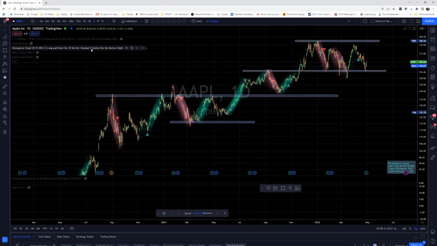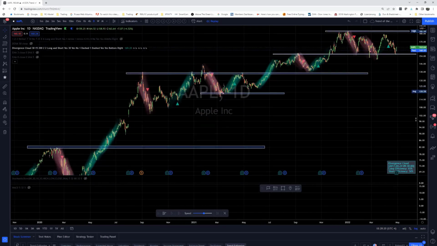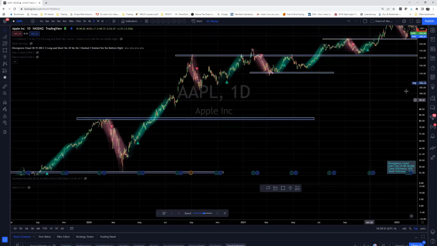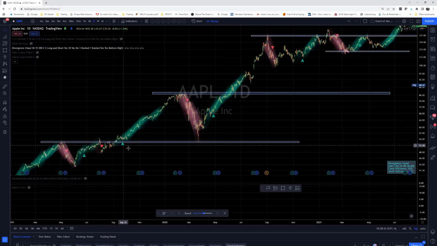And then when you go there and say, okay, let me put in here the divergence cloud that I put up right now, you can see very, very easily where it really makes sense to go in and not go in. For example, let's have a look at this one here. We have a resistance zone, which becomes a support zone as soon as it breaks through.